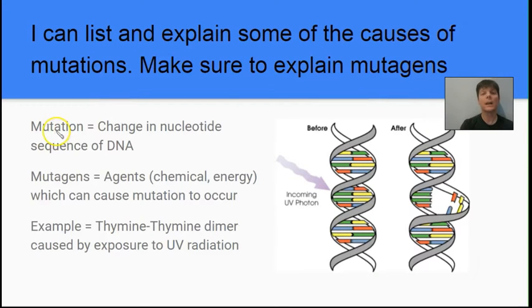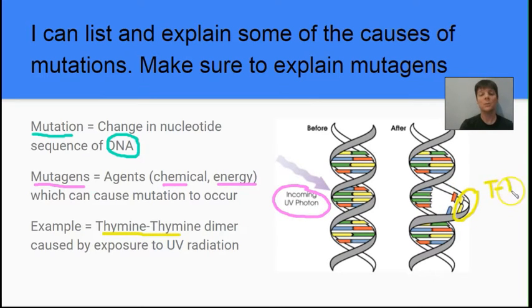Our next learning target is to list and explain some causes of mutations, and we'll be discussing mutagens along the way. So a mutation is a change in the nucleotide sequence of a DNA molecule. So if we had ATGC, that might turn into AGGC, and this would lead to potential changes in an RNA sequence which could change a protein. Mutagens are agents, either chemical or energy, which can cause a mutation to occur. For example, ultraviolet radiation would be an example of a mutagen.